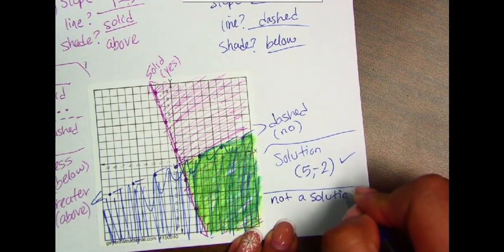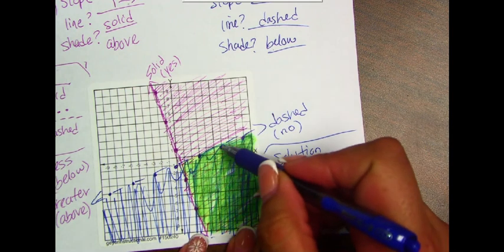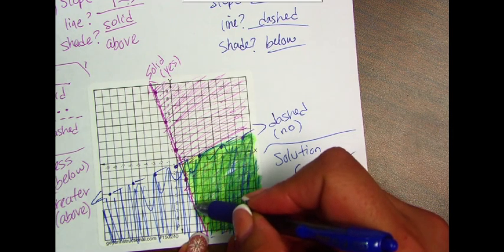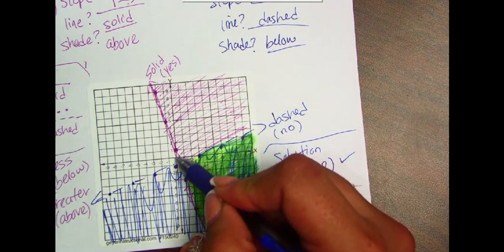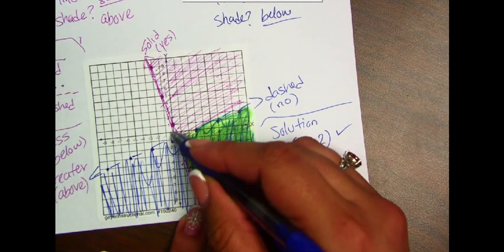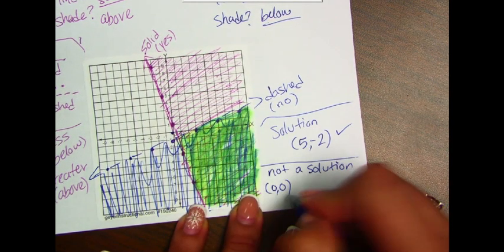Not a solution will be considered any point that is not here. Also a point on the line because it's dashed. But if the line is solid, it is a yes. If the line is dashed, it's a no. Also, anything on the non-shaded area, it's a no. So for example, we can say that the point 0, 0, the origin, is not a solution.